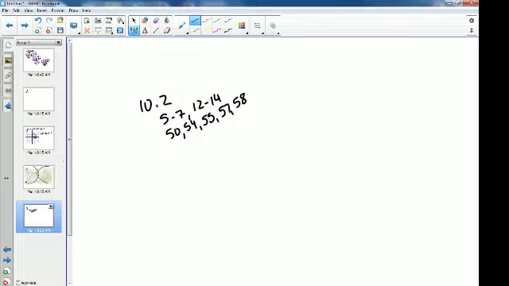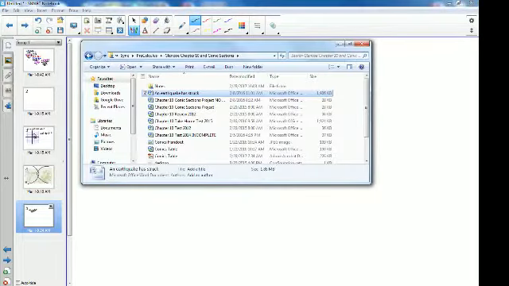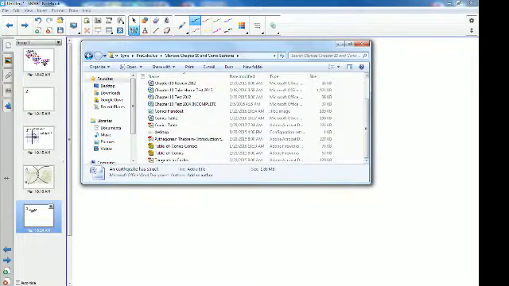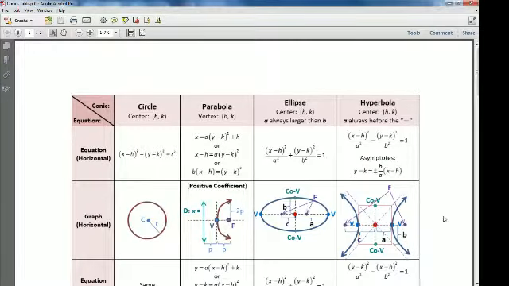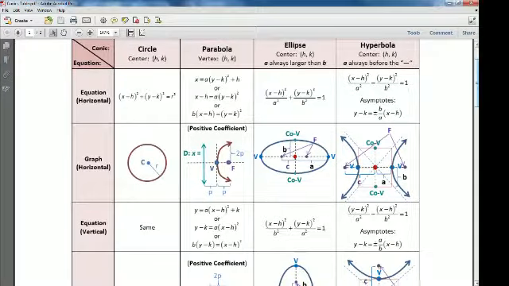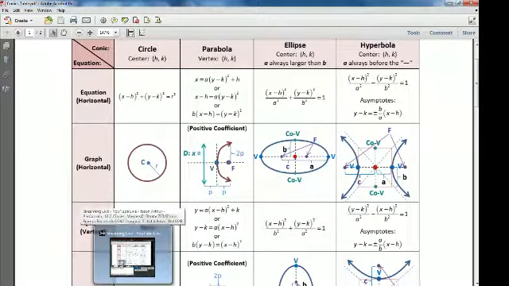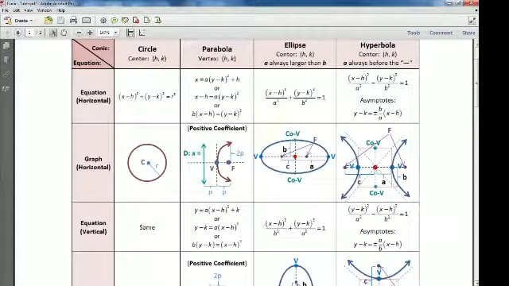Okay. On Google Classroom, I have posted a couple of conics tables. These are available to you. So these are basically what we're going to look at. The circle we did today, right? Here's the equation, and here's the picture. And there's no vertical or horizontal difference for it.